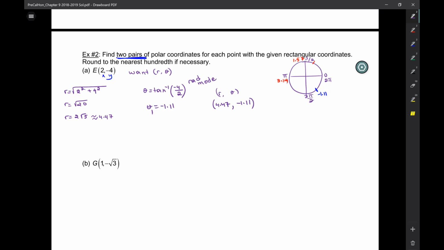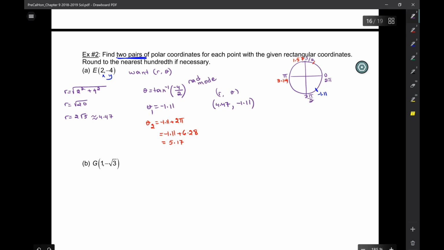Okay, so now we have several options. The easiest is add 2 pi, because we're in radian. So theta 2 will be negative 1.11 plus 2 pi. That's the same as negative 1.11 plus 6.28. And how much will that be? 5.17.